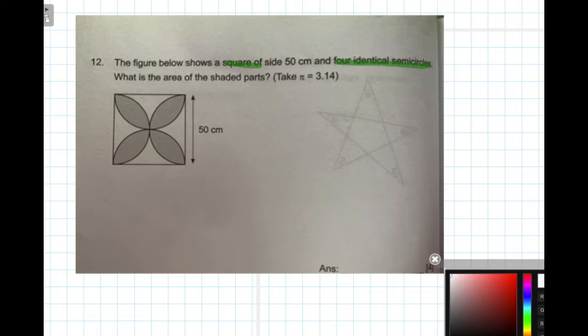You can see the semicircle here, right? Just in case you didn't see, 1, 2, 3, 4. You notice something, that the semicircles overlap. Now it's asking you what is the area of the shaded parts. You're looking for this part, this part, this part, and this part.